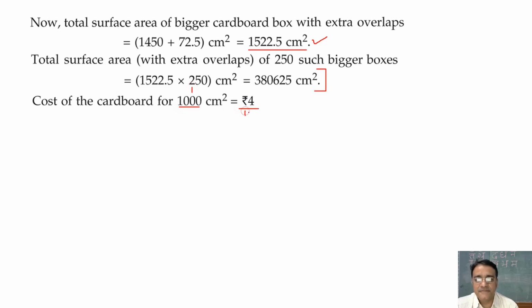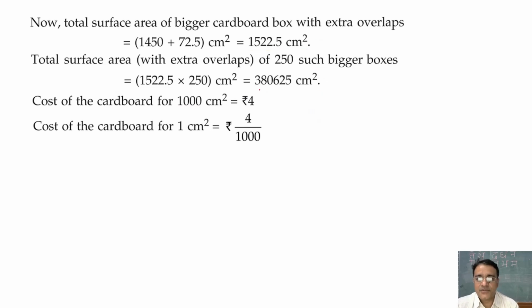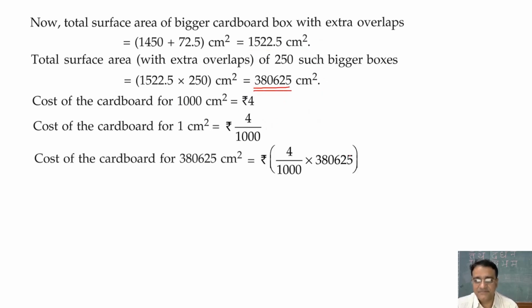Divide here. 4 upon 1000. Clear? So this many centimeter square is there. So we have to multiply. Whether this step is clear? Yes, sir. Okay, fine.